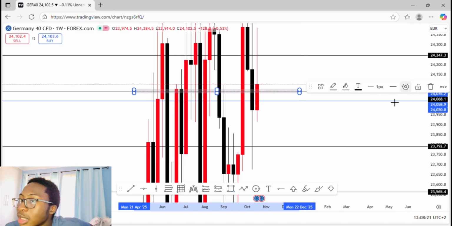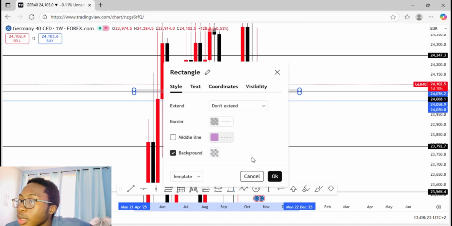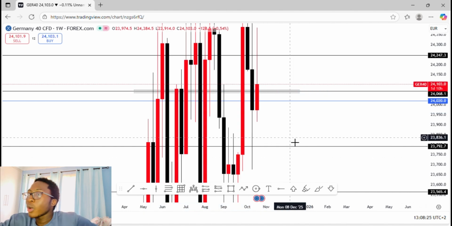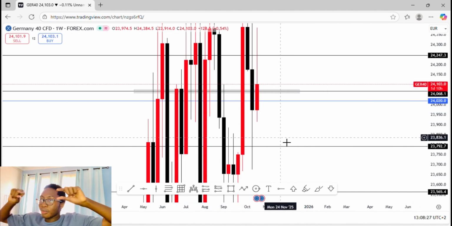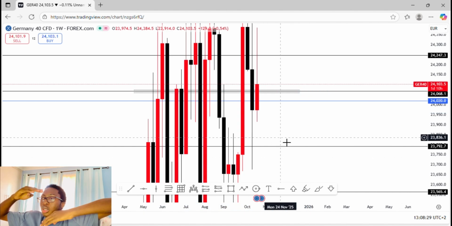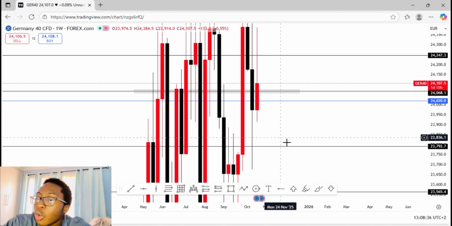So let's just fix some things here. Just want to fix some things. That's it. Okay, fine. So I am marking that zone because I am above that zone. You understand? So I need to know what's happening on that zone in order for me to know if I'm going up. You understand? So I'll just go to my daily.